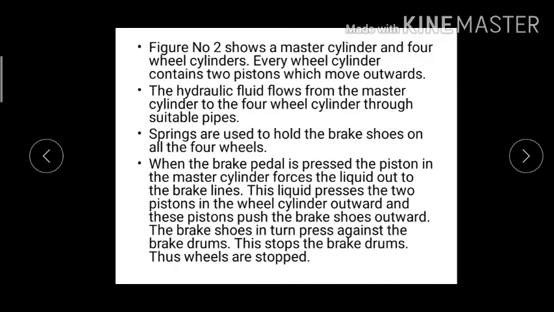So now this is the explanation. As we have seen in figure number 2, the second figure in the slide, it shows a master cylinder and the four wheel cylinders, and every wheel cylinder contains two pistons, which move outwards because of the oil coming into the wheel cylinder through suitable pipes. Springs are used to hold the brake shoes on all four wheels. As I have told, springs control the retraction of the brake shoe back to its original position.